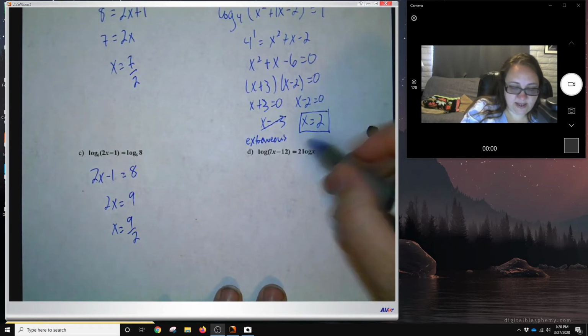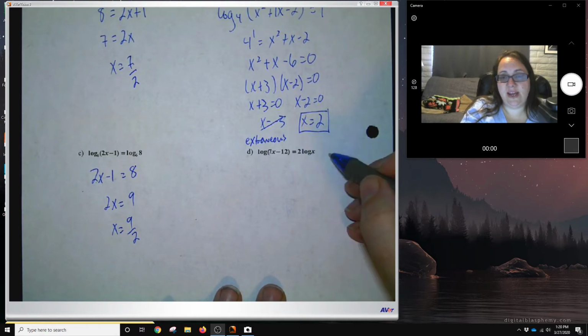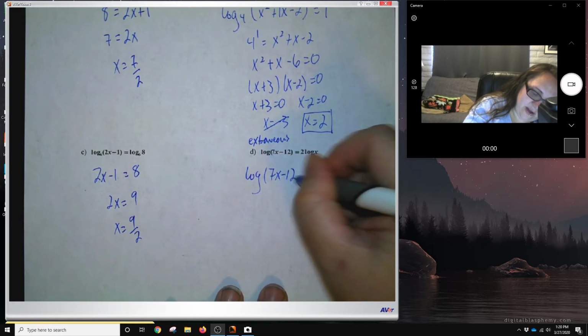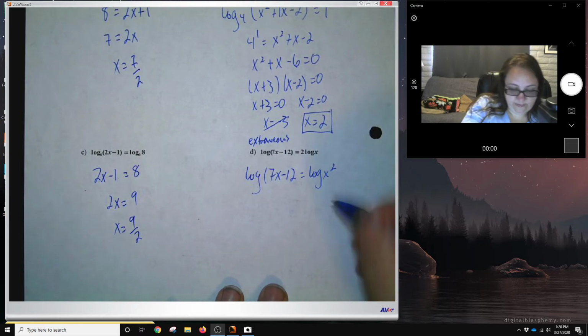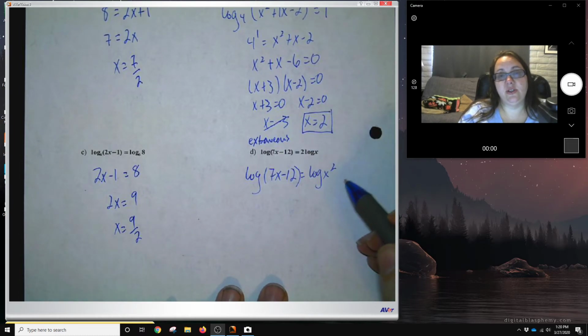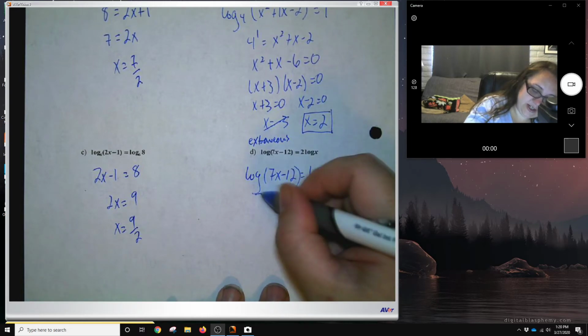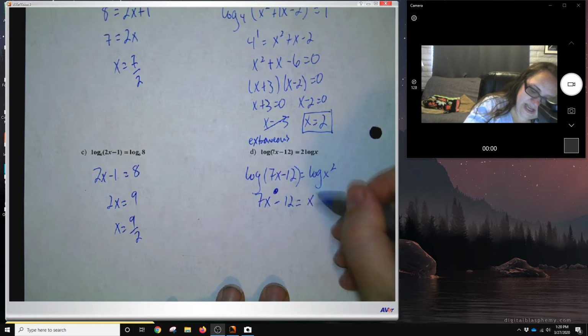And then last but not least, before we can cancel the logs, I have to move this 2 in. So make it the log of 7x minus 12 equals the log of x squared. I got my parentheses right there. So now we have the same log on both sides. So now I could just make this 7x minus 12 equals x squared.